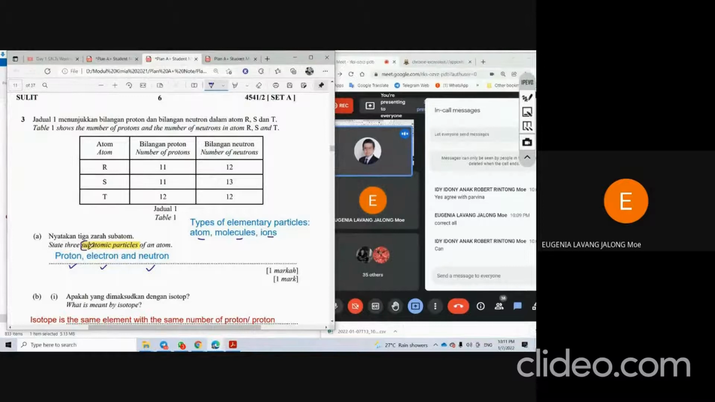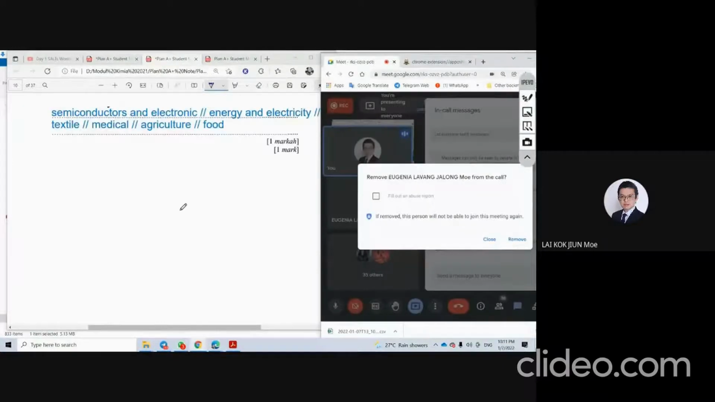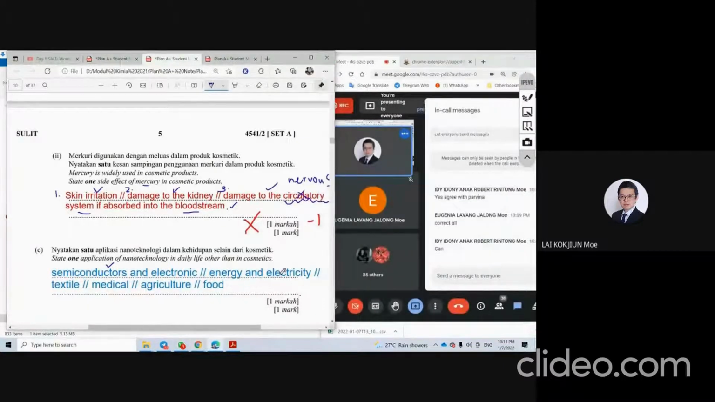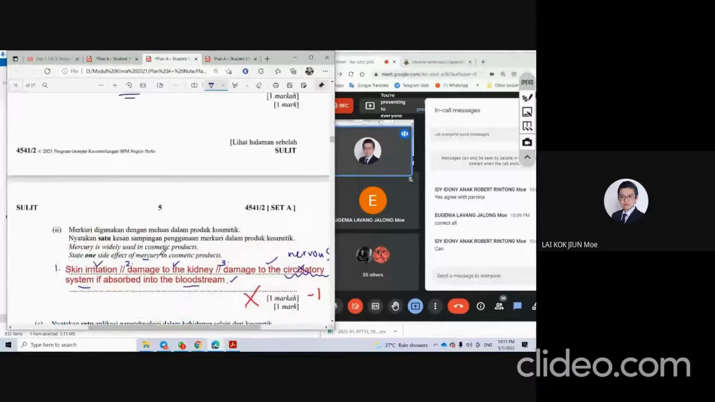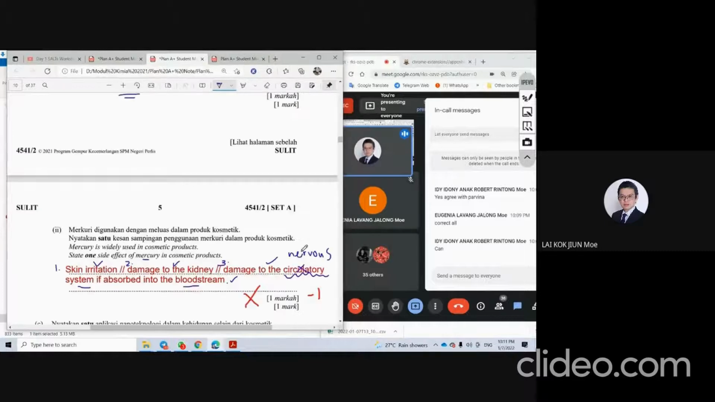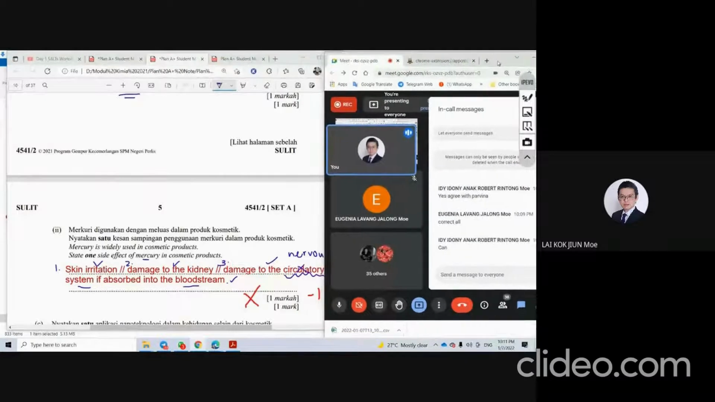Sir, why does it damage the nervous system? Eugenia, the mercury is toxic, our body cannot accept mercury. So when the mercury goes into the blood, it will flow, it will enter our nerves, then it will kill the nerves. When the nerves are killed, we may get a stroke, we cannot move our hand, we get trouble. We cannot control our muscles already.